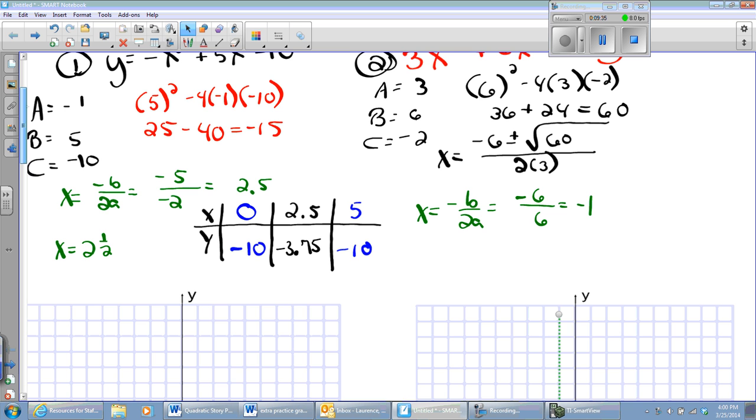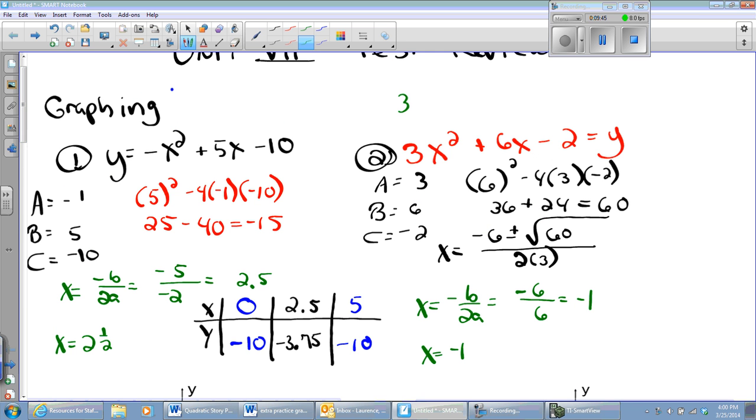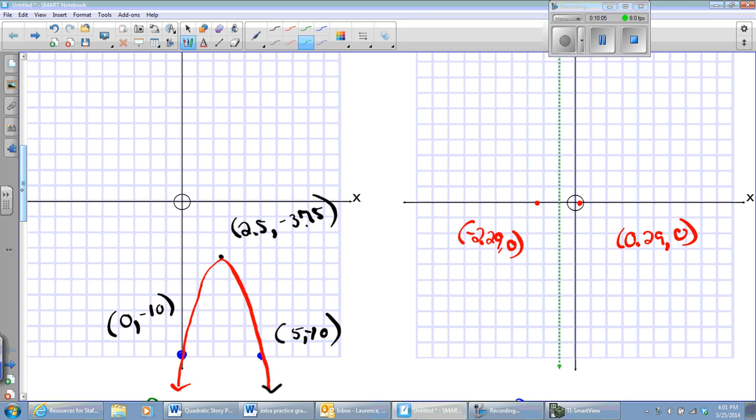All right, now I've got to get the y-coordinate of the vertex. If I'm asked for the axis of symmetry on the test, I'll say it's x equals negative 1. But to get the y-coordinate of the vertex, I'm going to go 3 times negative 1 squared plus 6 times negative 1 minus 2. So it's going to be 3, negative 6, negative 2. I think y is going to equal negative 5. So negative 1, negative 5.